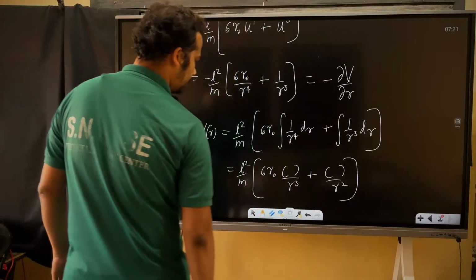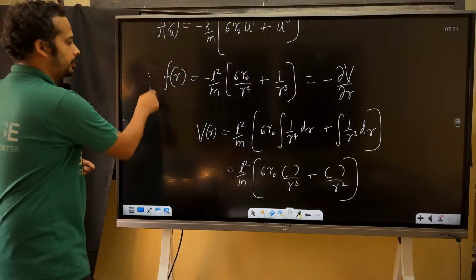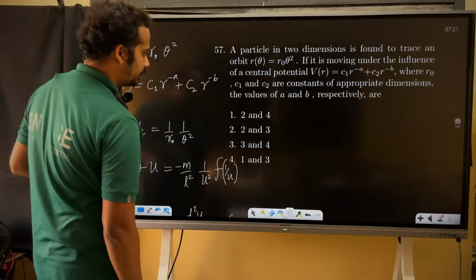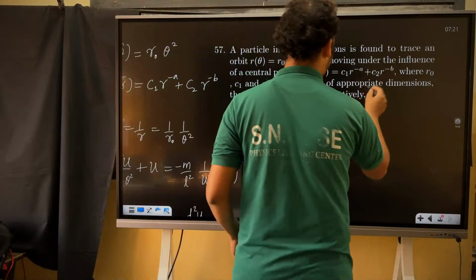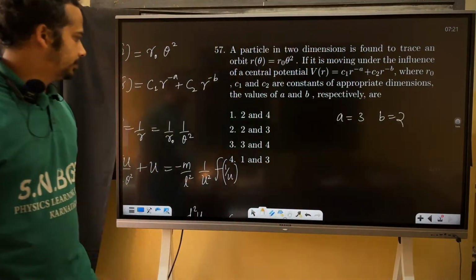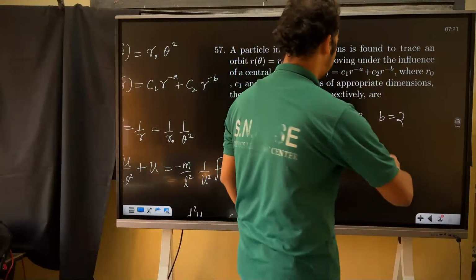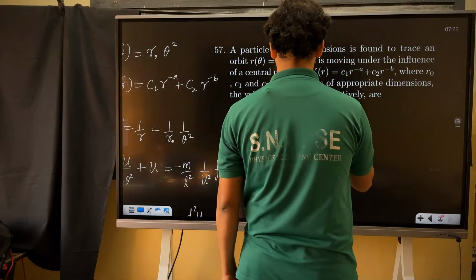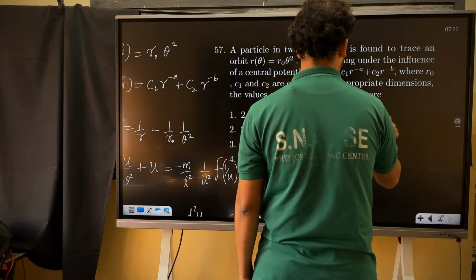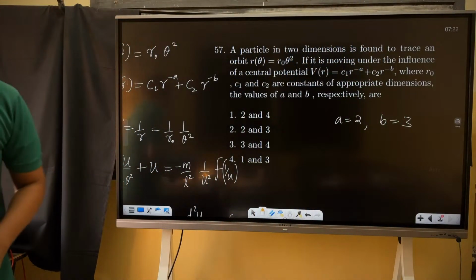So that 3, what is that? Minus 3 minus 2. Am I right? When you write the potential, minus 3 minus 2. He already wrote minus. So a equal to 3, b equal to 2. 2 and 3 he might have interchanged, but that doesn't matter. Is that okay? One of them is 2, the other is 3. Okay, fine. Option 2.